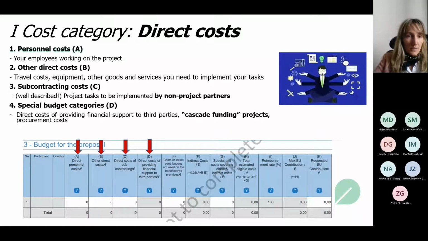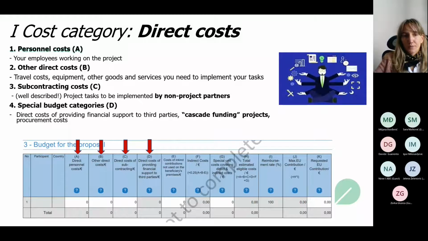Second type is other direct costs, and here we can see that travel costs, equipment, and other goods and services you need to implement through your tasks are covered here. Third type is our subcontracting costs, marked with the letter C, and those costs are directly related to project tasks that are going to be implemented by non-project partners.